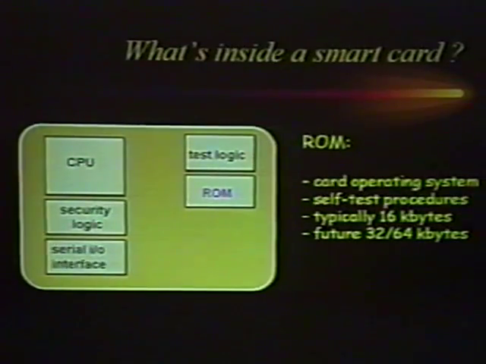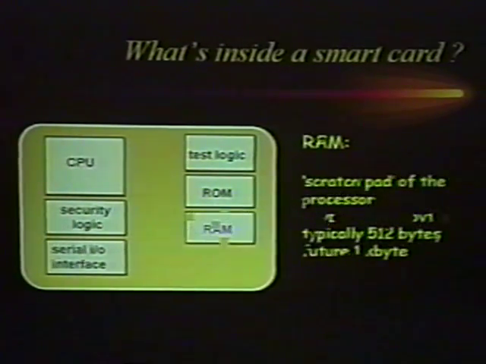Then we come to the various types of memory. First of all, we have a ROM memory, read-only memory. This type of memory often contains the card operating system, the self-test procedures, and all things that are fixed. So all data that you need to use on the smart card, but it's fixed. So in this case, we have an operating system that we can never change.